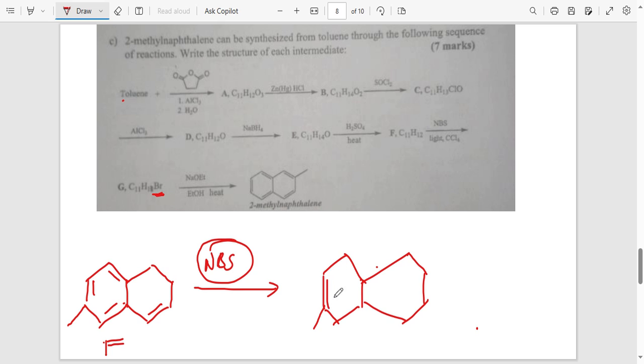We had a double bond here, a double bond there, here. Okay, we had the double bond here. Now we are adding a Br in our molecule. Question is, where should we add our Br?